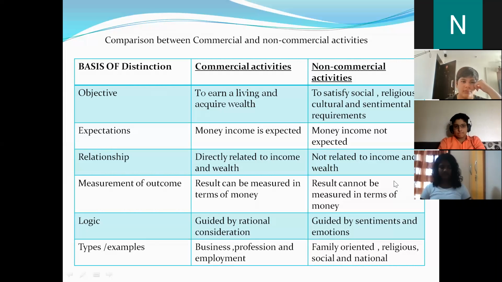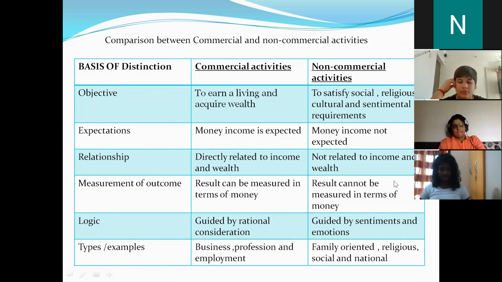Now you can see the types or examples of them. The commercial activities are of 3 different types. It is business, profession, and employment. I'm going to explain all three of them in detail. Whereas non-commercial activities can be family oriented, religious, social, national or cultural. When I say family oriented, I hope you remember I had given you an example, a mother cooking food for her child. So that is family oriented.